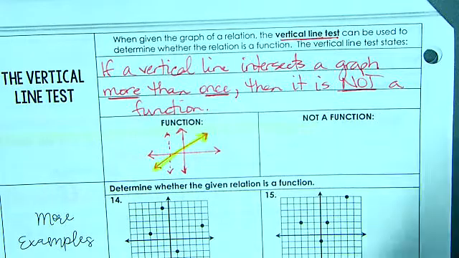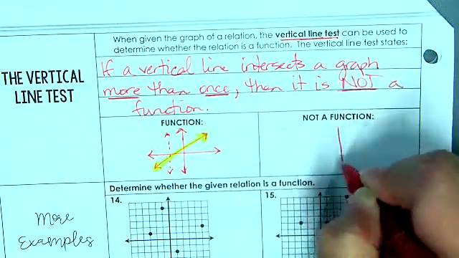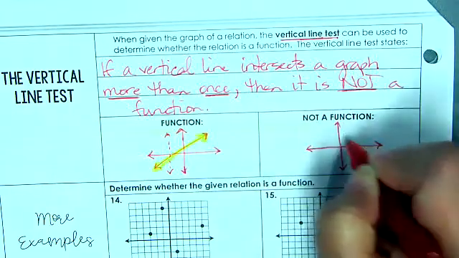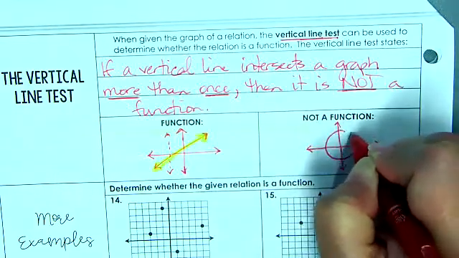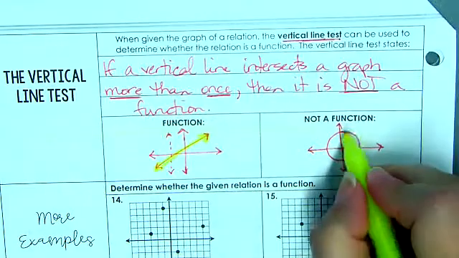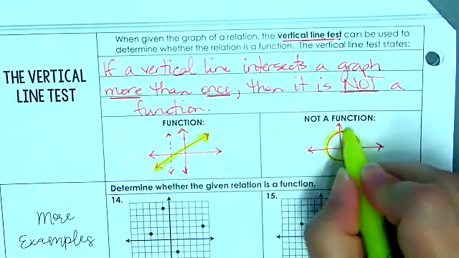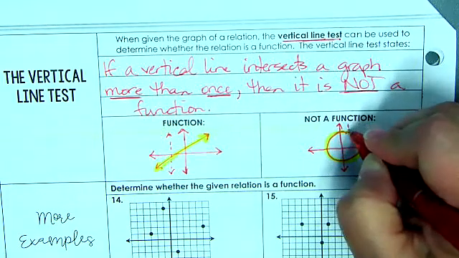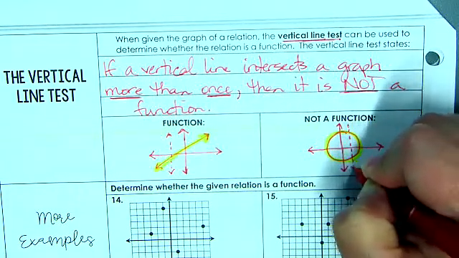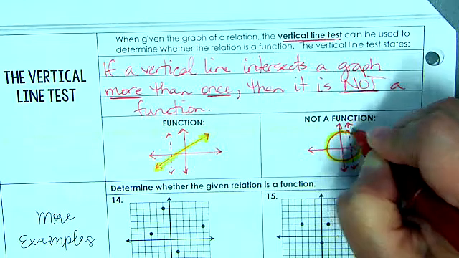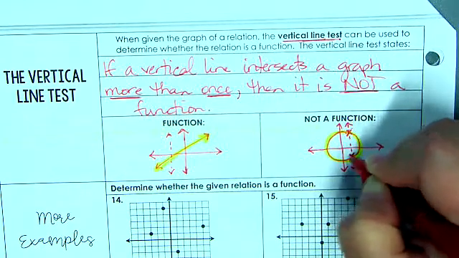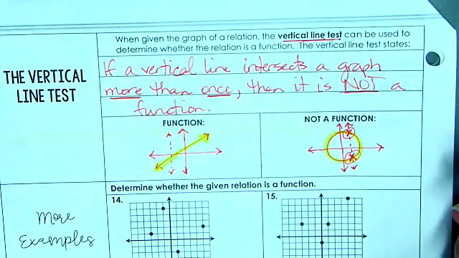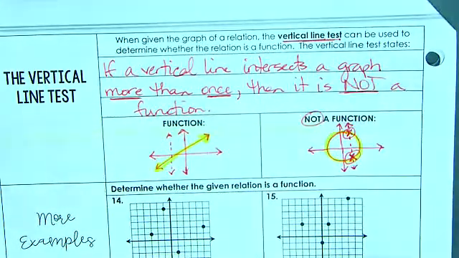Okay, now, second graph. So here's my graph. And now we're going to test the vertical line test. If I draw a vertical line through it, I will notice that it crosses here and it also crosses here. It's crossing twice. Since it is crossing twice, it is not a function.